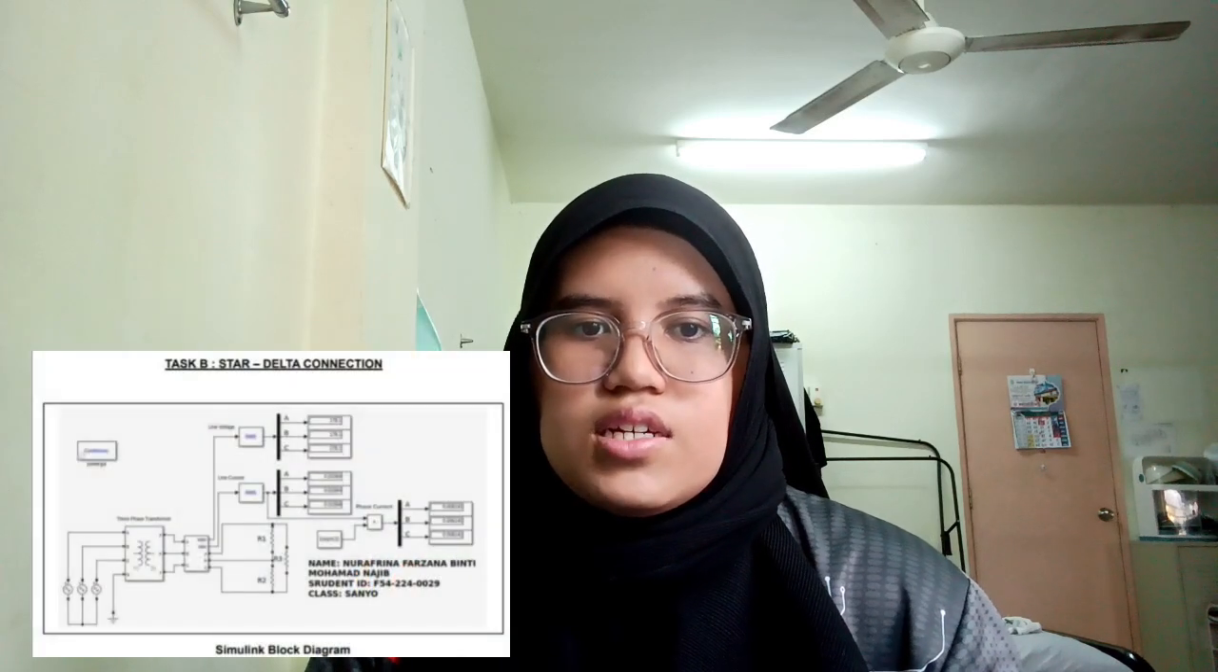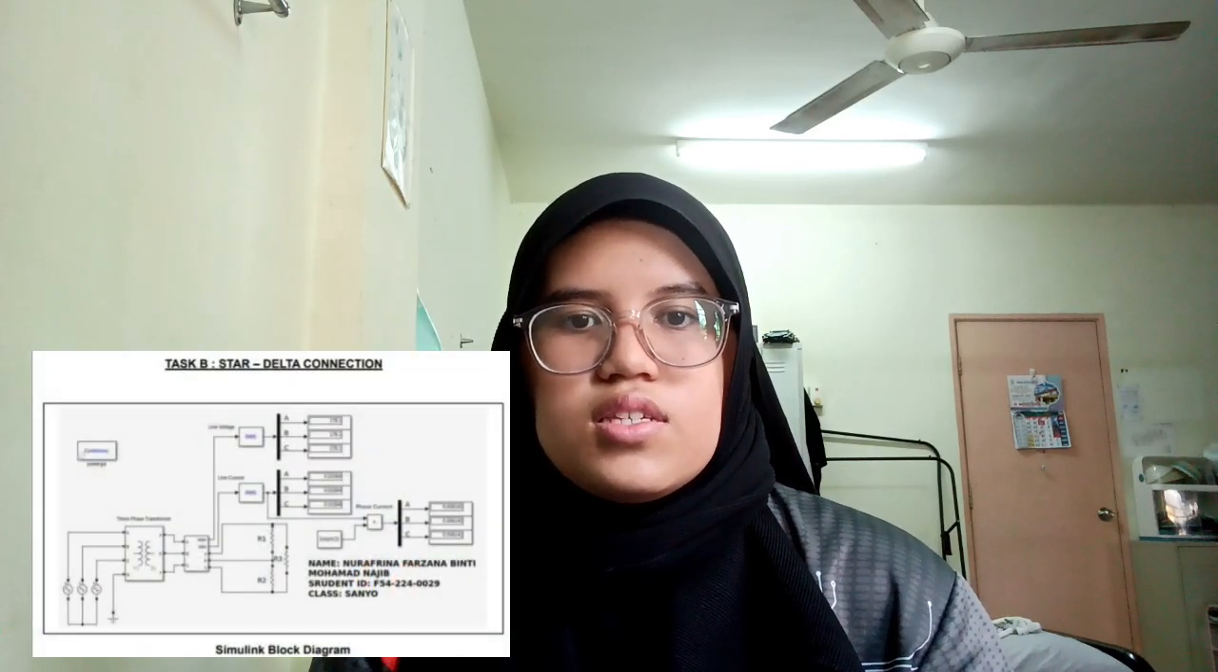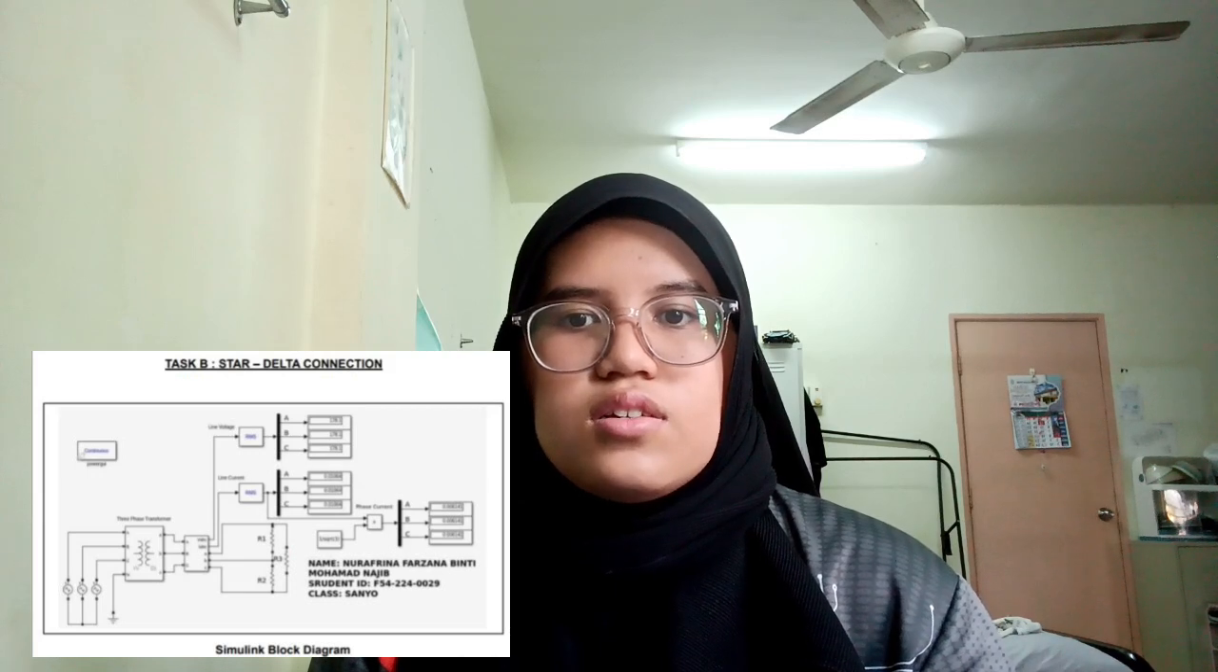In a star delta connection, it's the opposite. The source is in a star and the load is in delta. Here, the line voltage is equal to the phase voltage, but the line current is square root of 3 times the phase current. These relationships are super important for calculating power and understanding how the connection affect the overall system.